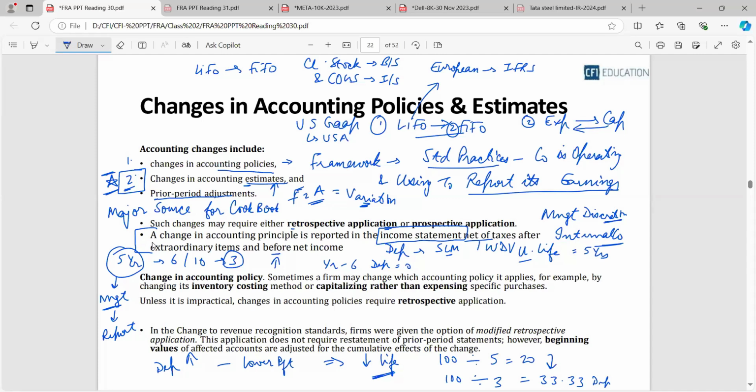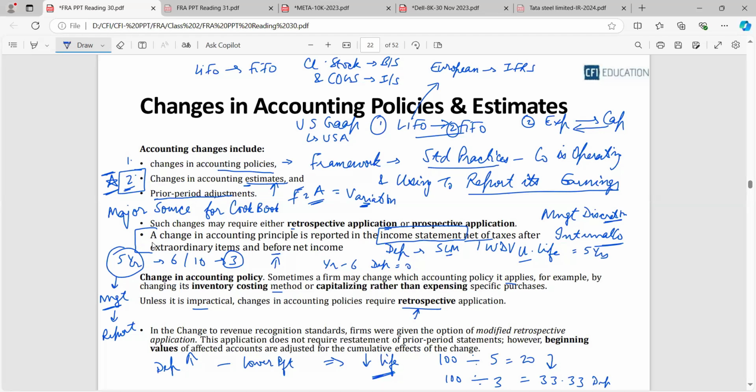Now, there is change in accounting policies. Sometimes a firm may change which accounting policies it applies, for example by changing its inventory costing method from LIFO to FIFO, or capitalizing rather than expensing specific purchases. It can be either way, expensing to capitalizing or capitalizing to expensing. Unless it is impracticable, changes in accounting policies require retrospective application, and it makes sense also. You have to make good what you have done wrong in the past, so retrospectively you have to correct your mistake.